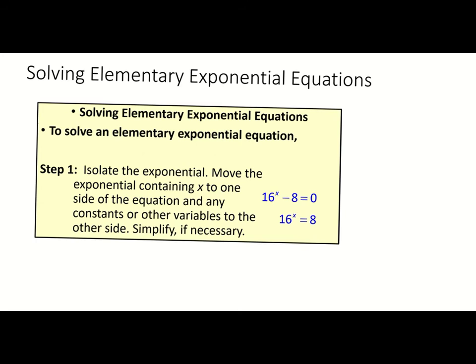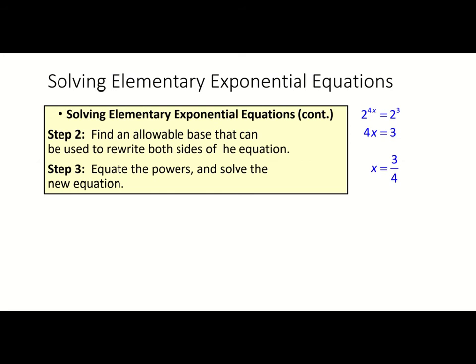Okay, and the last thing we're going to do here is we're going to solve some elementary exponential equations. We're not going to do anything too hard. But we're going to look at the steps to do that. First thing you always want to do is isolate the exponent or the exponential expression. So we have 16 to the x minus 8 equals 0 here. We wanted to isolate the 16 to the x power. So they moved the 8 over by adding 8 to both sides. And you can simplify if necessary. We didn't have to here.